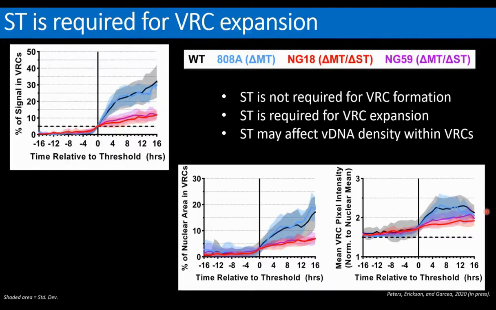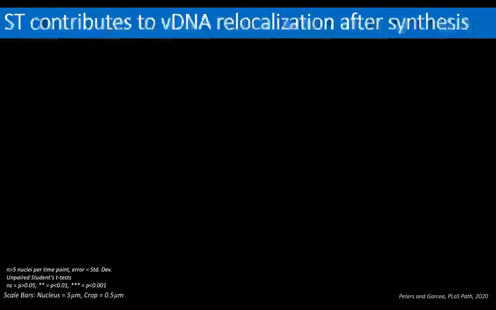We believe this live cell microscopy system recapitulated those results and opens the door for more temporal analyses using other live cell markers in combination. For the rest of the talk, though, I'm going to be switching back to the super resolution 3D SIM images of fixed cells. So far, I've shown you that NG18 does not replicate viral DNA very well, and NG18 VRCs don't expand very much after forming.